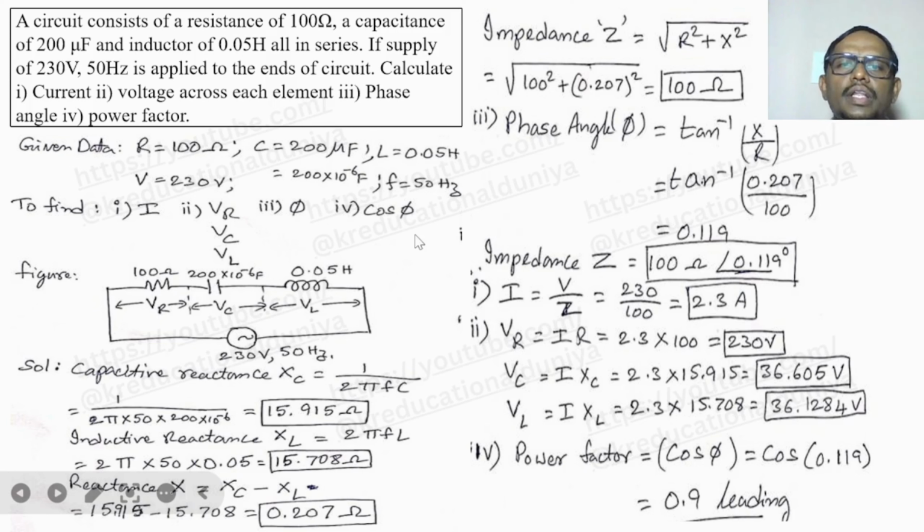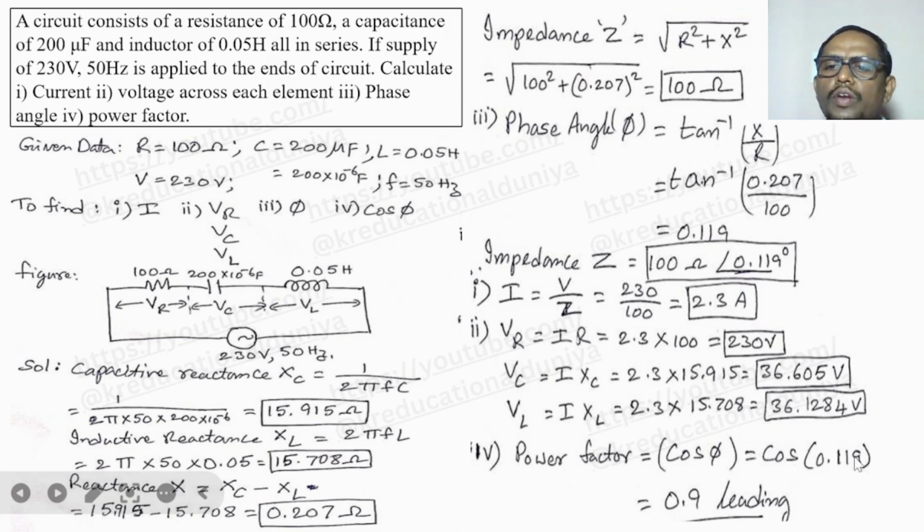Next, the final thing is cos phi, that is power factor. Power factor equal to cos phi. So cos, what is the angle? Phase angle 0.119. So in the calculator put cos 0.119, you got 0.9, but always you need to put whether it is leading or lagging or unity.